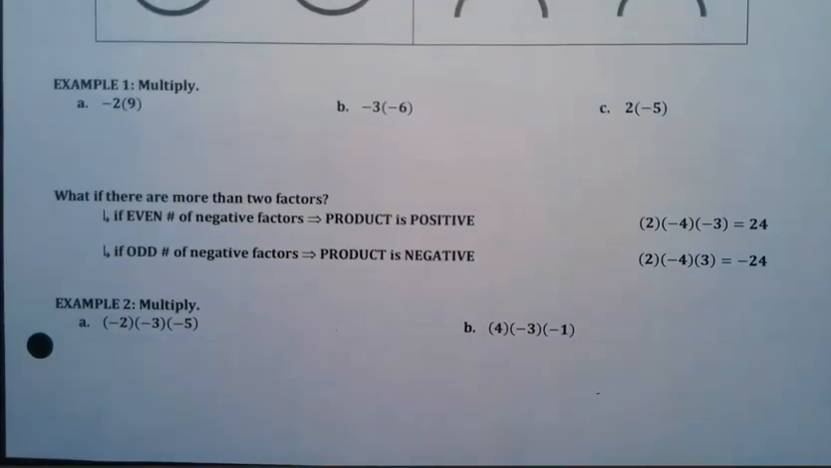Example 2 says multiply. So we have a negative, a negative, and a negative. So we have three negatives. So 3 negative numbers. That's odd. So our answer is going to be negative. Okay, so then we're just doing the math. So we have a negative answer. 2 times 3 is 6. 6 times 5 is 30. So it's negative 30.